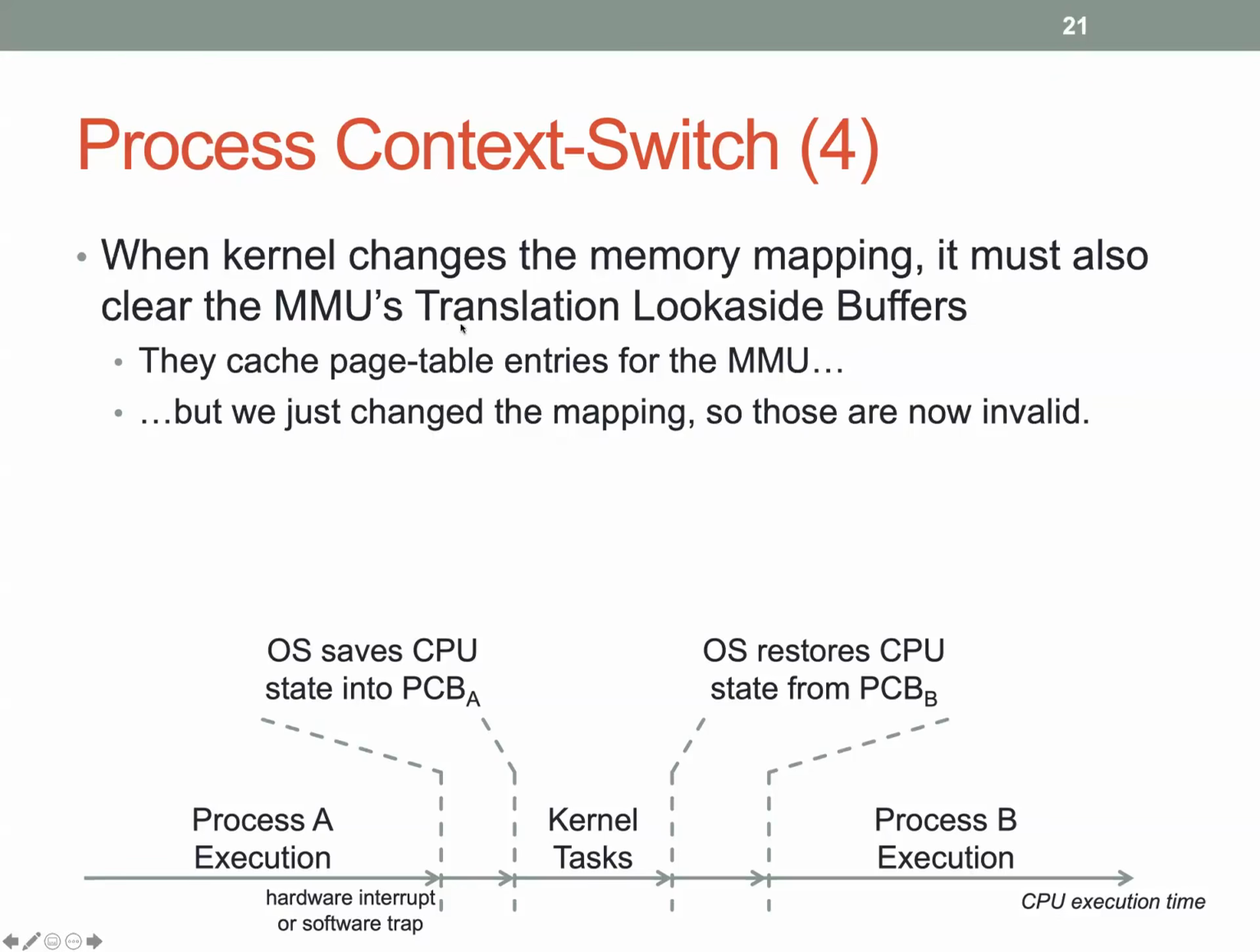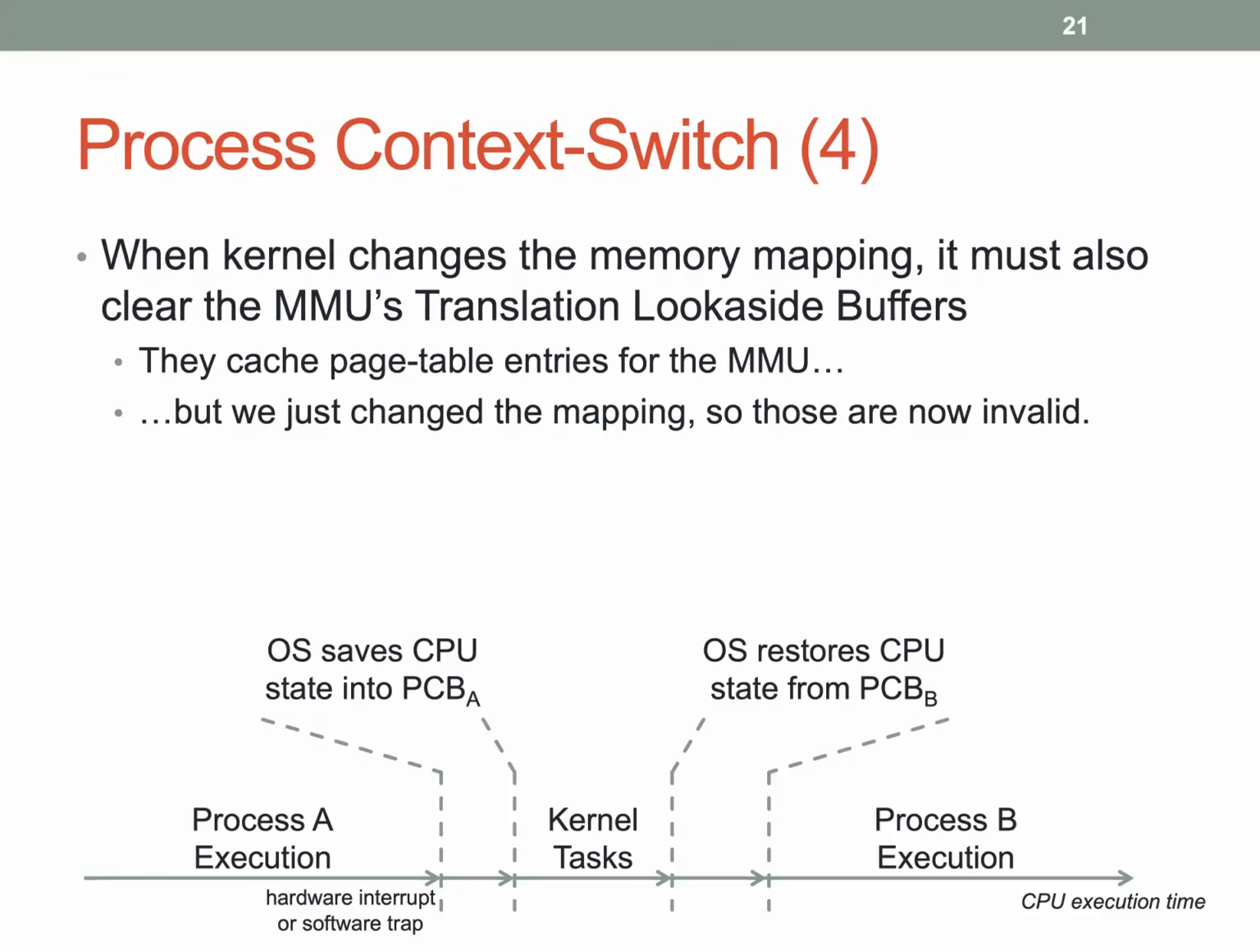Now, I also mentioned very briefly the translation look-aside buffers. The translation look-aside buffers are part of the memory management unit that allows it to do address translation without actually having to look up the address translations against memory, because that's slow. So it keeps it cached on the CPU. The problem is when you switch address mappings, the TLB now contains out-of-date information. So you have to do this thing called a TLB shoot down.